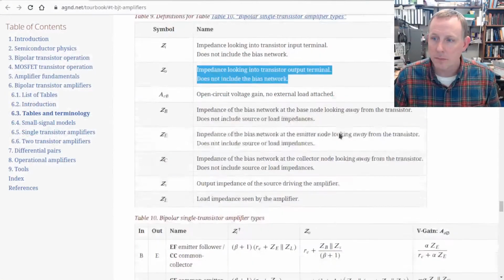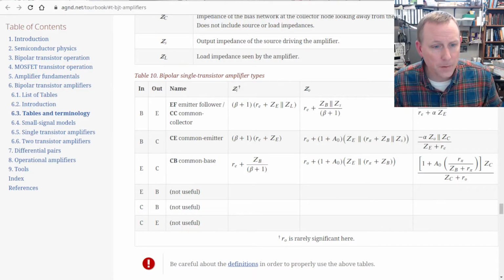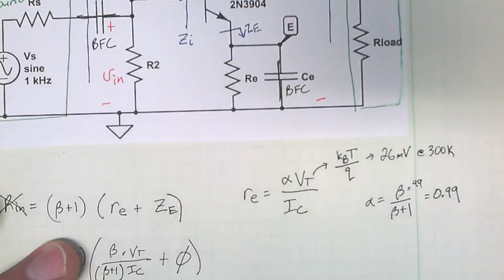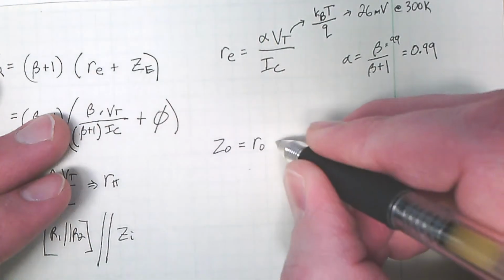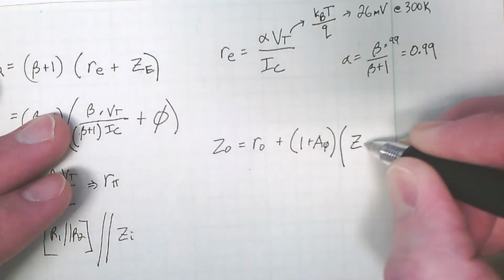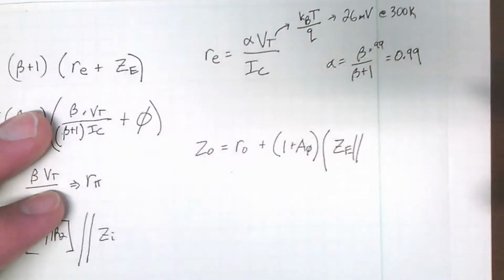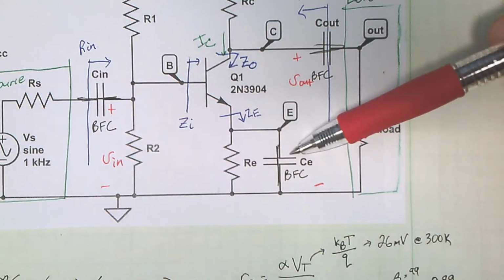Go back to our table. ZO is r_o plus (1 plus A0) times ZE, in parallel with r_pi. All right, do it. Here we go. r_o plus (1 plus A0), whatever that is, times ZE, in parallel with other stuff. But wait a second. I already saw that ZE was 0, because ZE, the impedance standing at the emitter with your back to it looking out, in our particular case here, is 0.